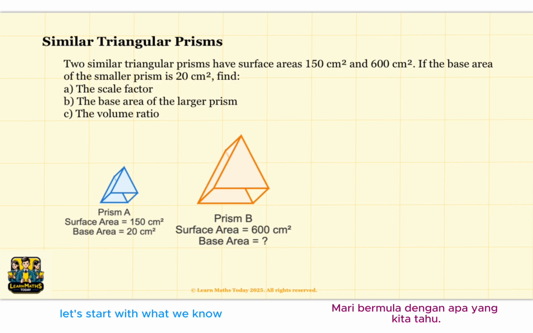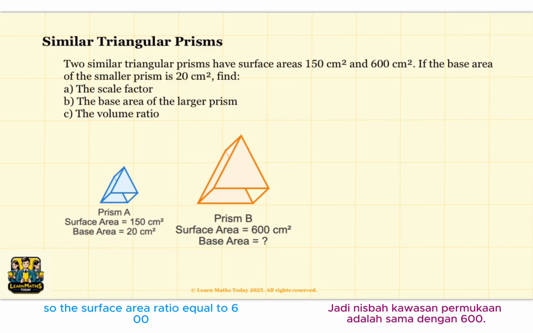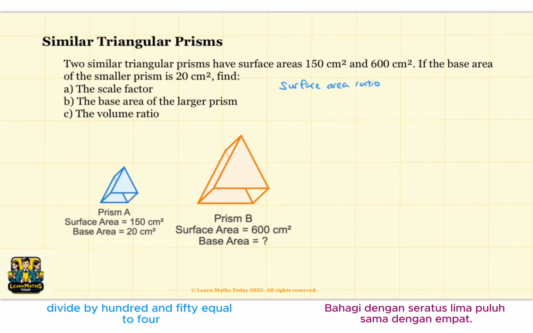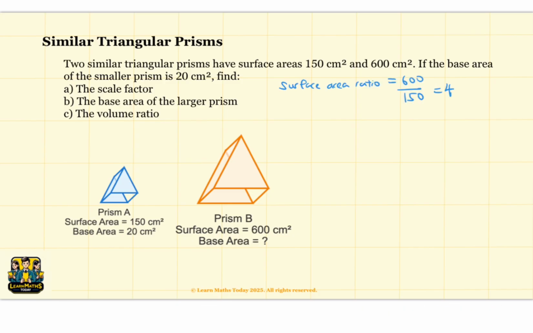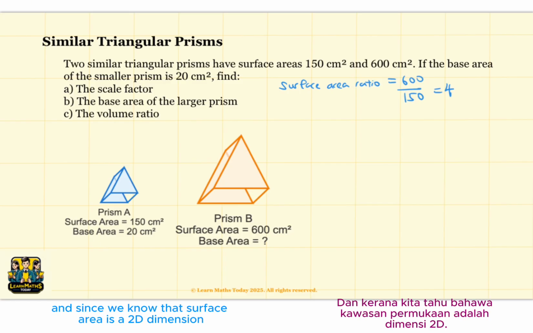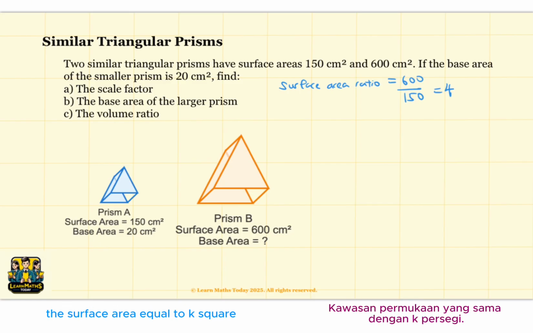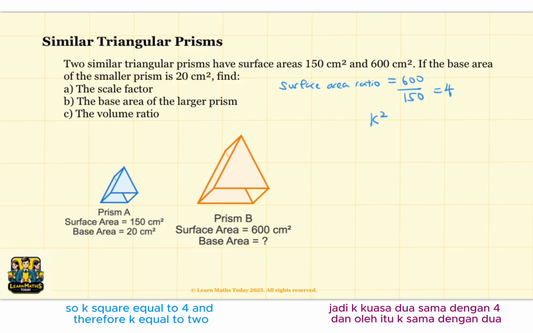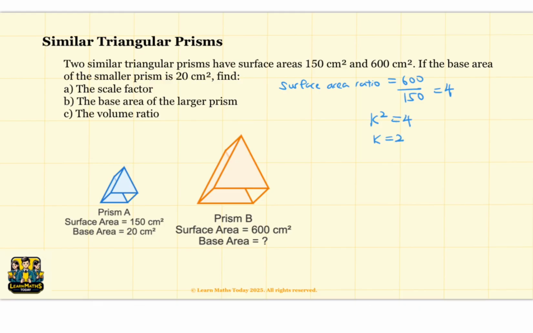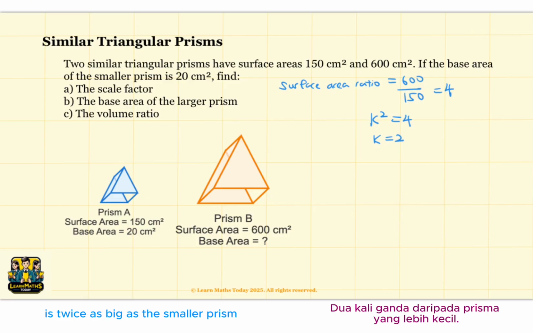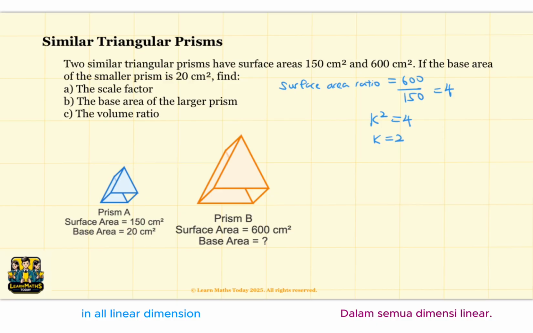Let's start with what we know. We know the surface area, so the surface area ratio is equal to 600 divided by 150, which equals 4. And since we know that surface area is a 2D measurement, the surface area ratio is equal to k squared, so k squared equals 4, and therefore k equals 2. Our scale factor is 2. This means that the larger prism is twice as big as the smaller prism in all linear dimensions.